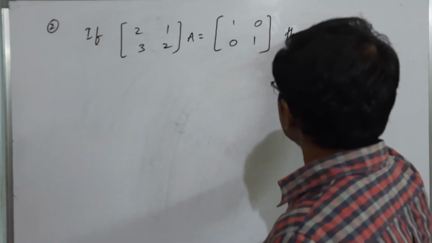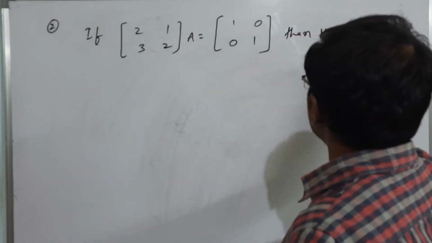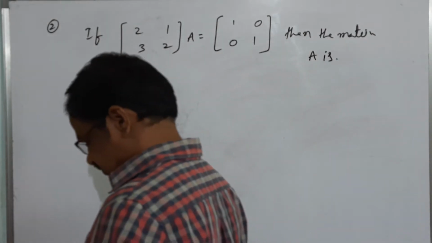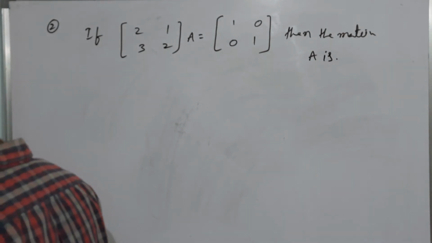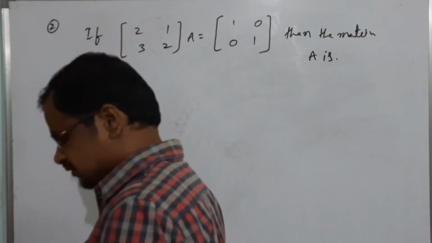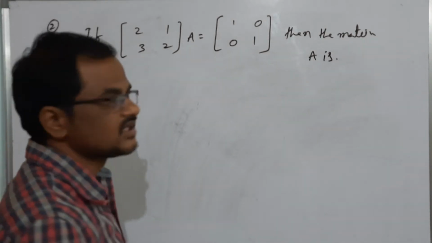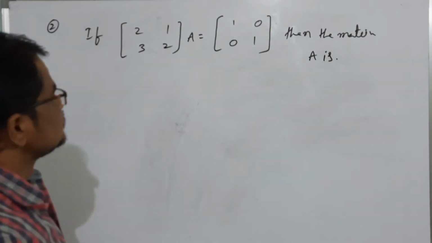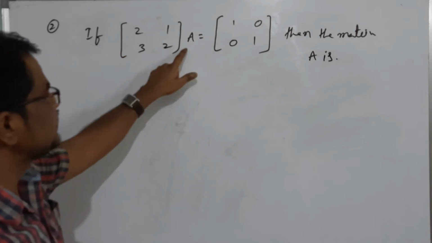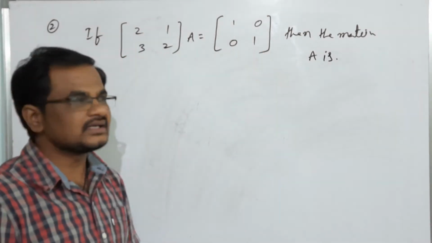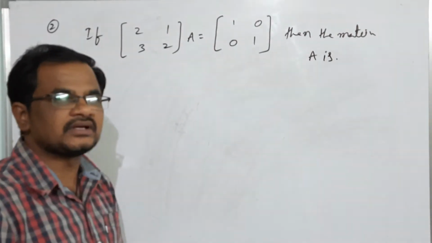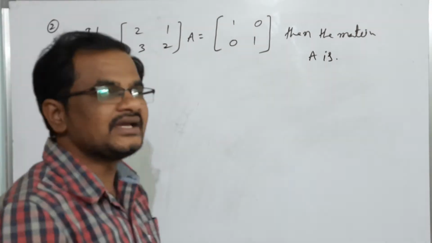then the matrix capital A is, and here options they have given. The first option is [3, 2; 2, 1] and so on. Four options they have given. So here we have to find A. The first one is [2, 1; 3, 2] into A equals [1, 0; 0, 1], meaning the right side is the identity matrix.